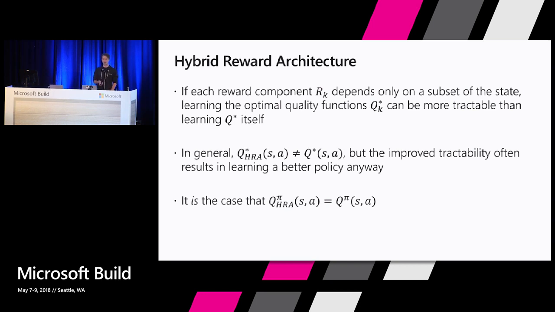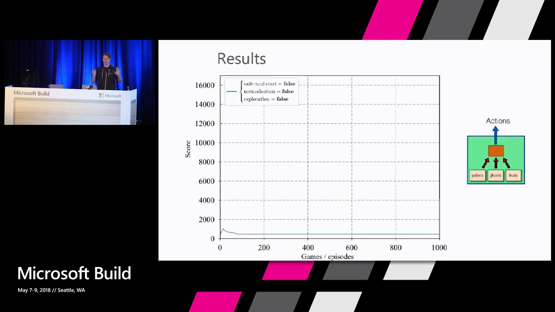And it also is the case that if you have a particular policy, so once you've decided on a policy, your Q function for HRA is the same as the environment Q function for that policy, and that just comes from the linearity of expectation in the definition of the Q function. All right, so that's all the math.